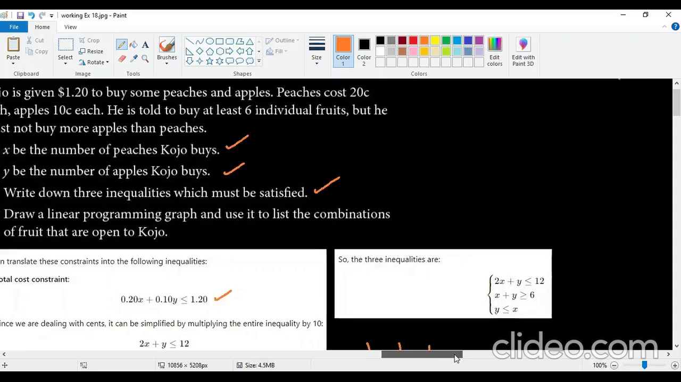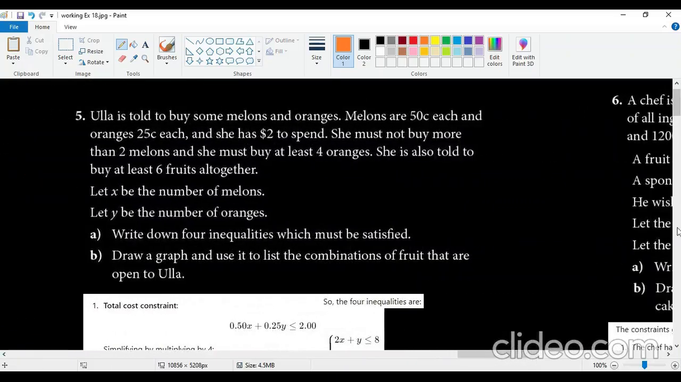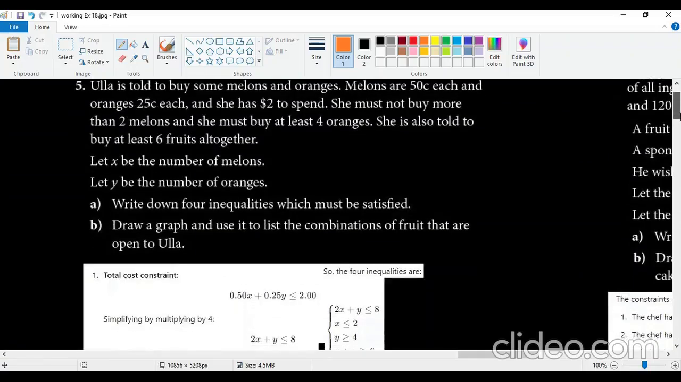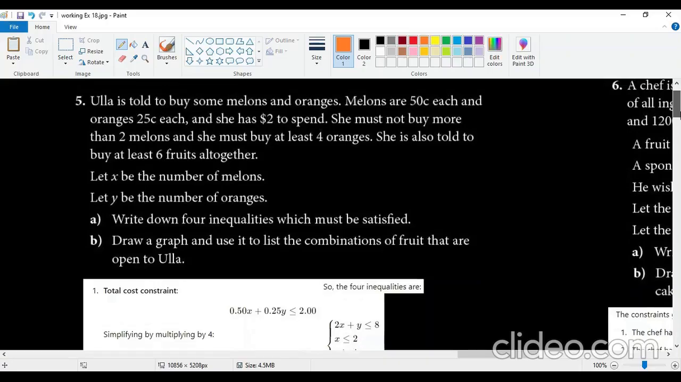Now comes question number 5. In question number 5 it says Ula is told to buy some melons and oranges. Melons are 50 cents each and oranges 25 cents each. And she has $2 to spend. She must not buy more than 2 melons and she must buy at least 4 oranges. She is also told to buy at least 6 fruits altogether. Now, x is melons and y is oranges. Write down 4 inequalities which must satisfy the given conditions.